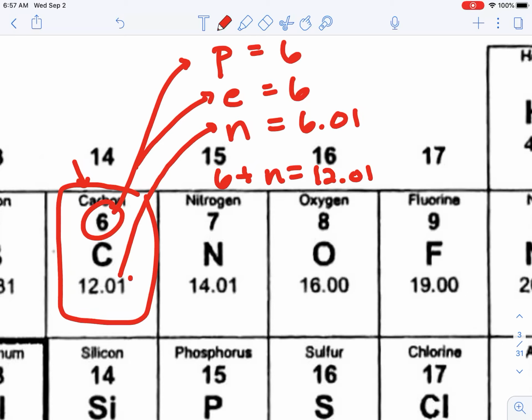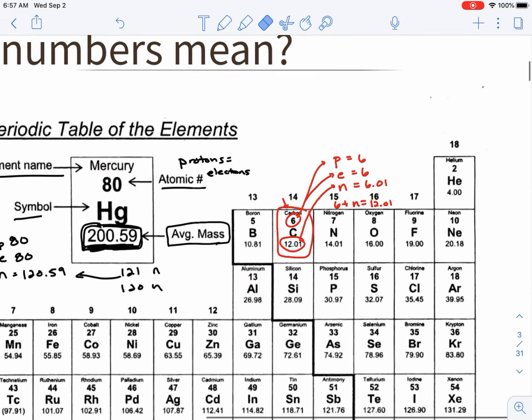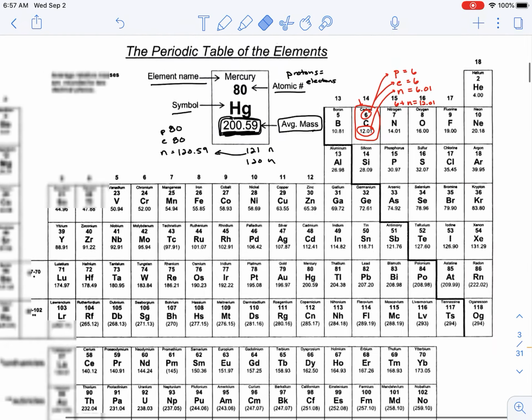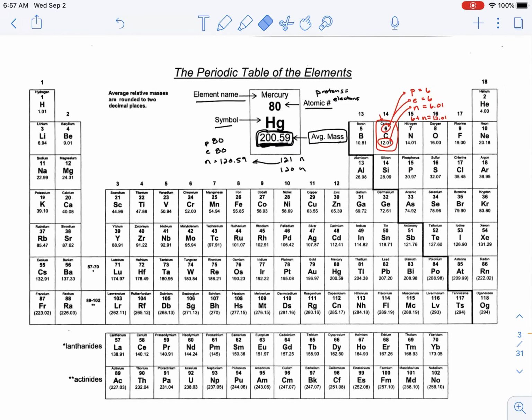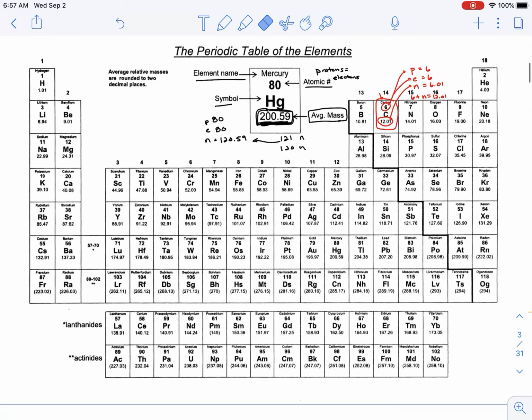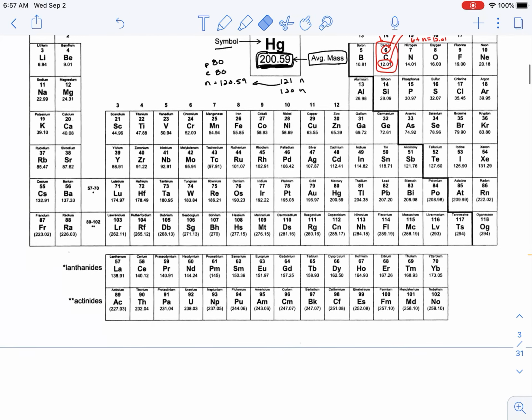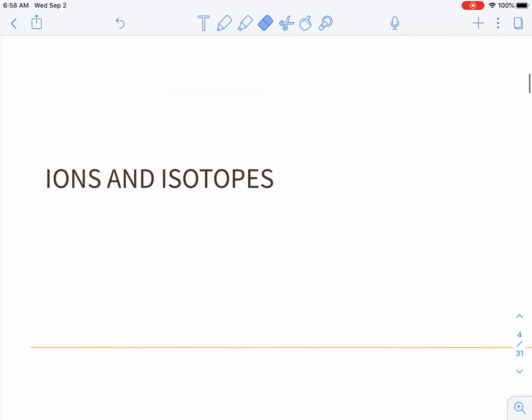All right, so on average, you would have 6 neutrons in nature, but occasionally you might have 7 or 8 in real life. That 7 or 8 in real life makes the average become 6.01. But more often than not, you have 6 neutrons for a carbon. All right, so that is how to read the periodic table. There are different formats for writing and expressing elements, and we'll get to that in a second.